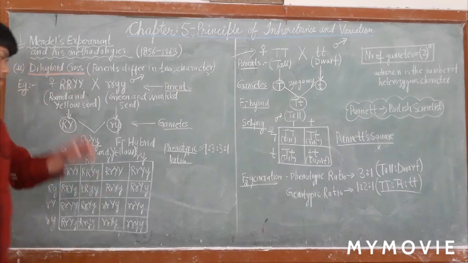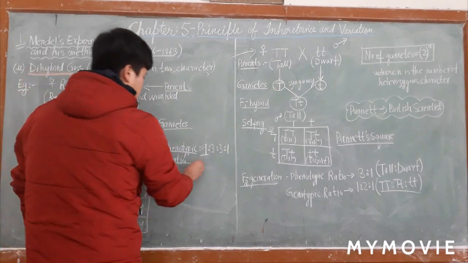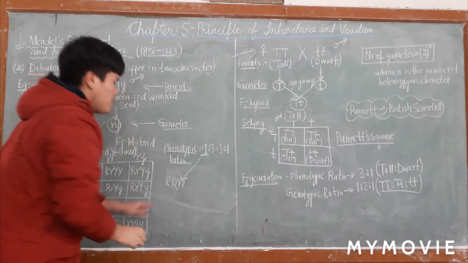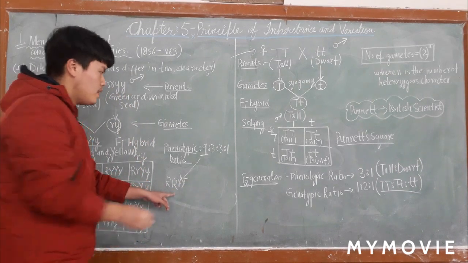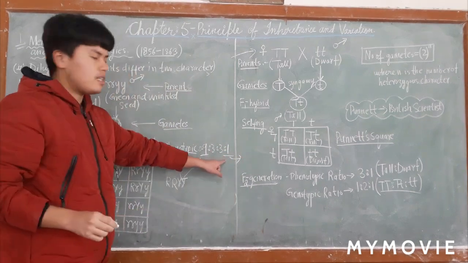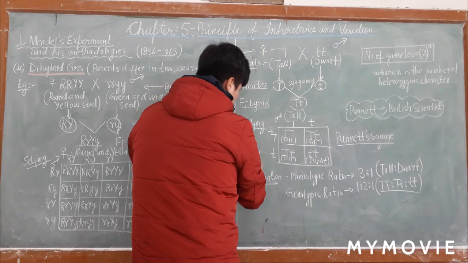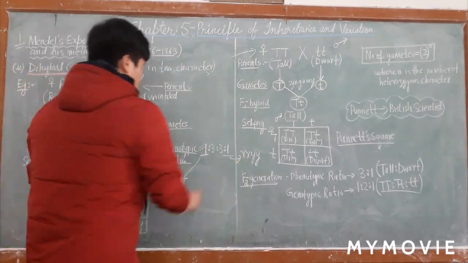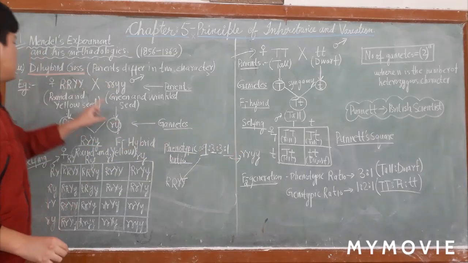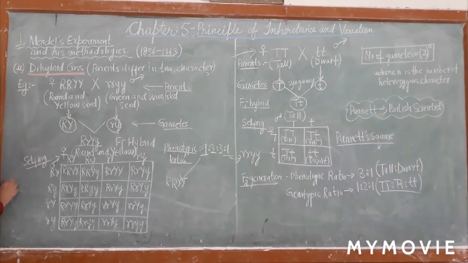9:3:3:1. Okay, here. Now this 9 shows R Y Y, the condition with capital letters, homozygous dominant. Okay, this one shows the condition of homozygous green. Now this one is a new combination. Okay, these were not in the parent. The offspring, you can say progeny, these are your F2.